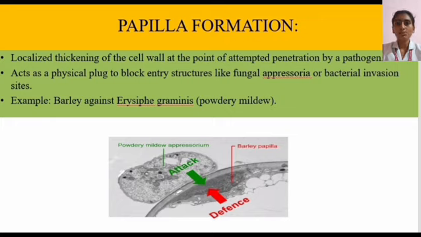Right at the entry spot, the plant quickly builds a wall-like bump inside the cell wall called papilla. This papilla is made up of callose, a carbohydrate, and lignin, silica and antimicrobial compounds. Because of this, the pathogen finds it very hard to penetrate further. For example, in barley and wheat, papilla formation is a common defense against powdery mildew fungi.